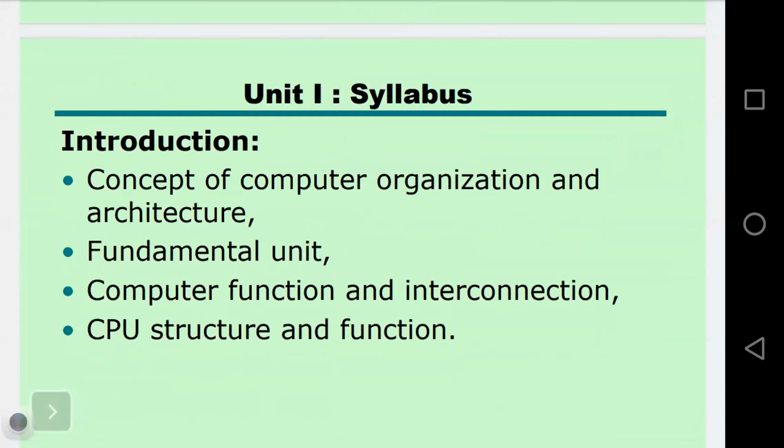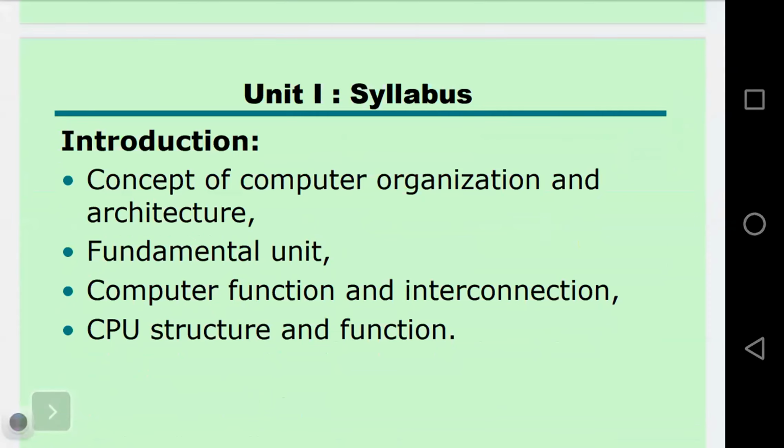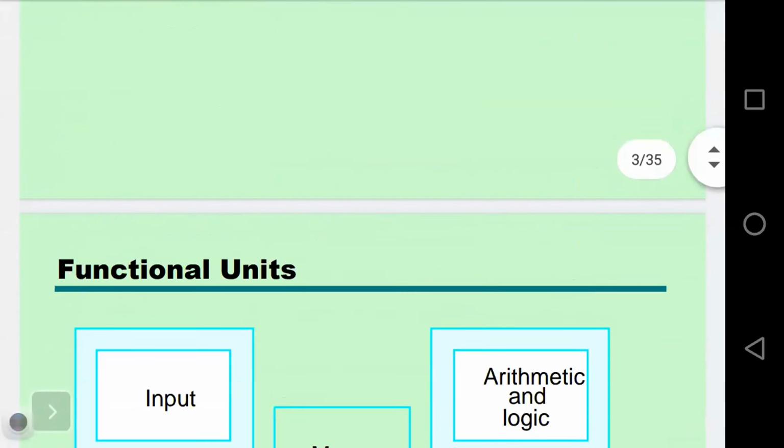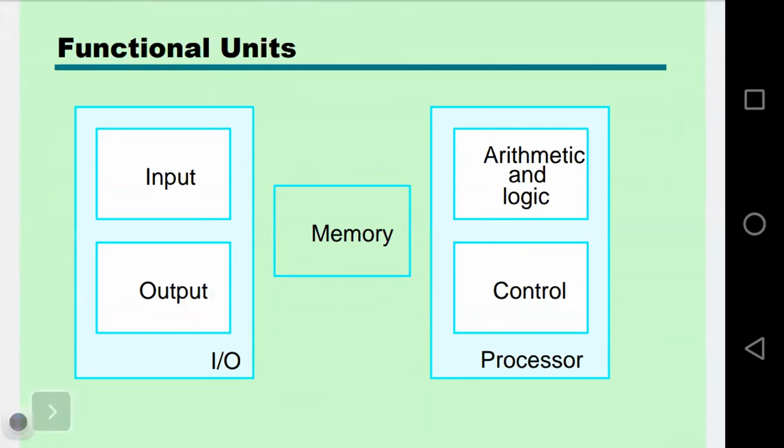First, I briefly recapitulate what we discussed yesterday. Yesterday we started unit number 1, and we discussed a very basic topic, that is functional unit. In functional unit, we saw 5 different functional units in a computer. We know these are the 5 units.